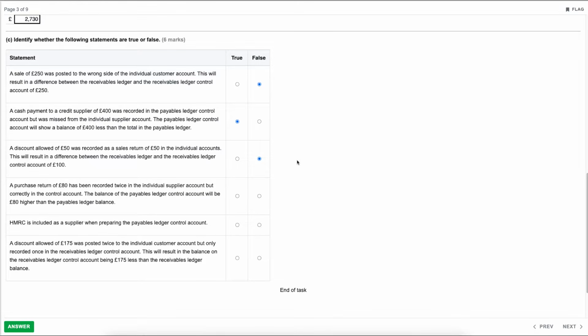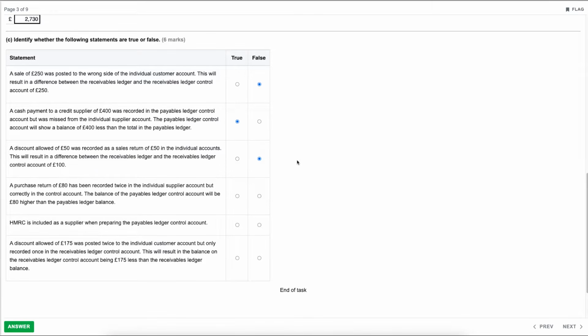So although they've been recorded in the wrong account, so rather than it going as discounts allowed, it's gone as sales returns, it still goes on the same side. Because it doesn't say anything about it going on the wrong side, we can assume that it was recorded correctly, but to the wrong account. Therefore, the balances would still match up. There would need to be a correction done to move it from sales returns to discounts allowed. However, in terms of the actual balances, it wouldn't cause a difference. So that one would be false.